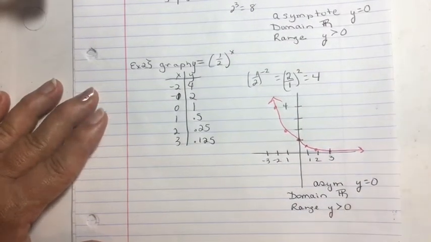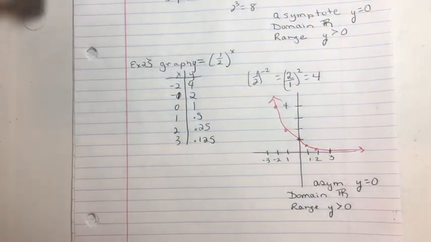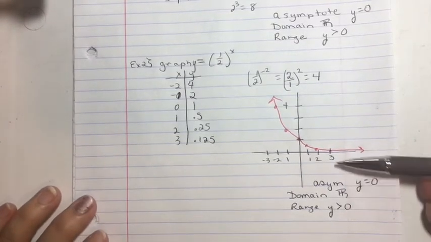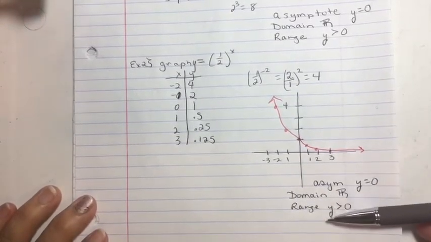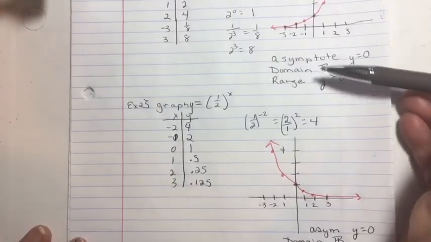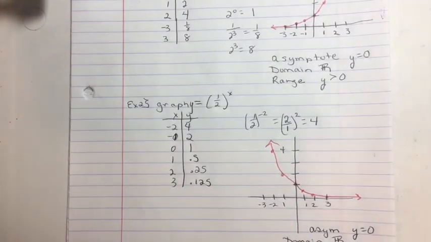Y greater than 0. The first two questions on your homework today are going to be to identify the key features. What it means by the key features is pretty much just the asymptote, the domain, and the range. Asymptote, domain, and range.